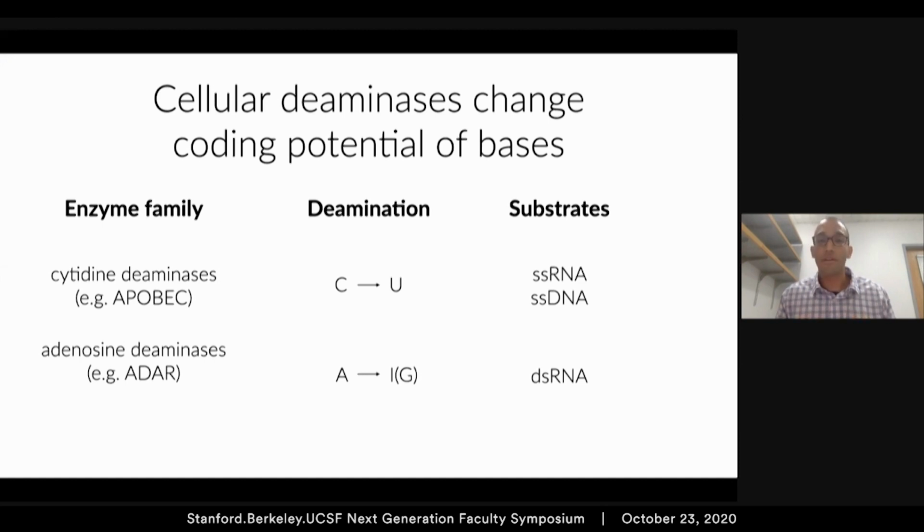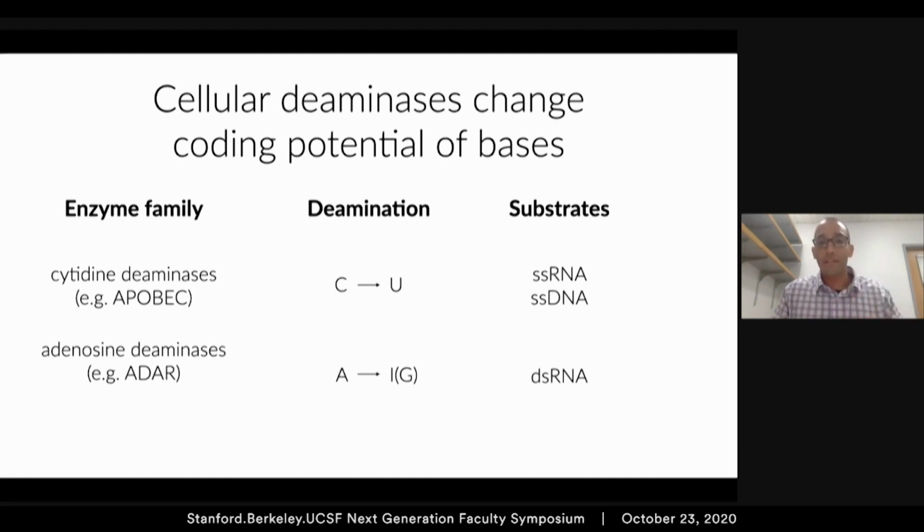One thing that you'll probably notice is that these enzymes are only capable of reversing very specific mutations. So the cytidine deaminases can only reverse a T to C mutation, and the adenosine deaminases can only reverse a G to A mutation.